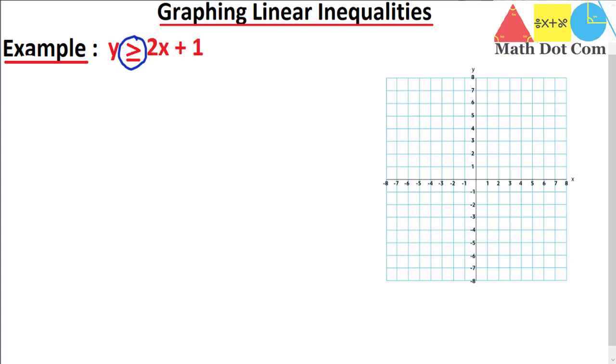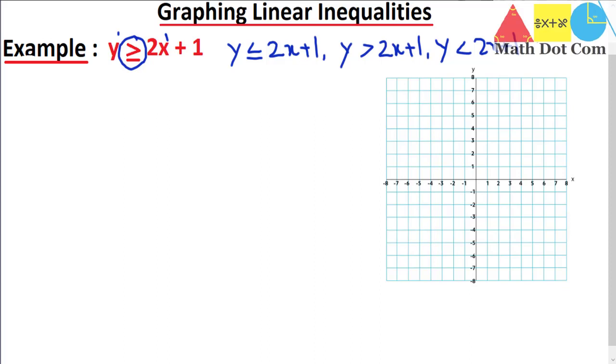It could also be y is less than or equal to 2x plus 1, or y is greater than 2x plus 1 without the equality sign, or y is less than 2x plus 1 without the equality sign. So these are the four different forms of linear inequalities. These are linear because the power of x and y is 1, and if the power of x and y is 2, it becomes a quadratic inequality. But here we are only discussing linear inequalities.